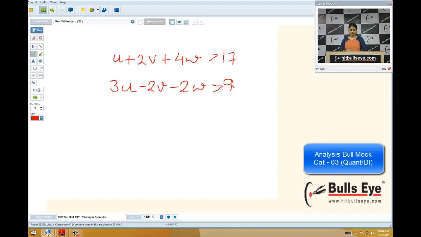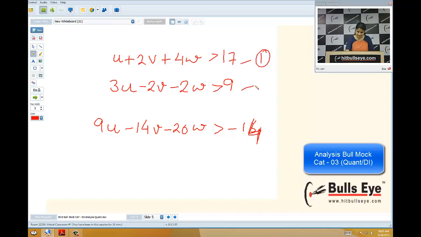These two conditions are given and we want to calculate it for this: 9u minus 14v minus 20w greater than minus 14, I think. This is my first equation. This is my second equation. By using these two statements, I want to answer whether this is true or not.